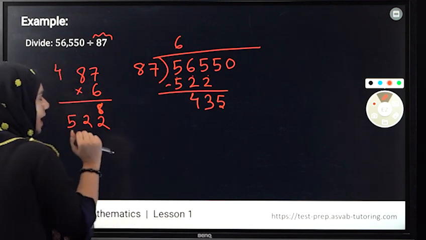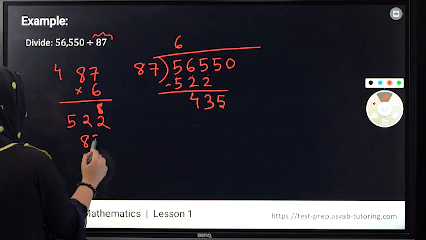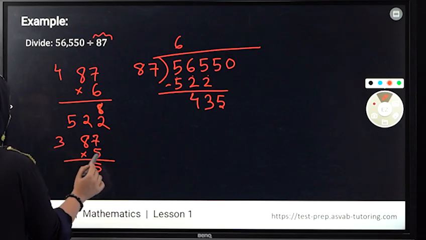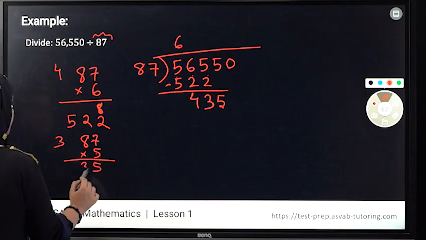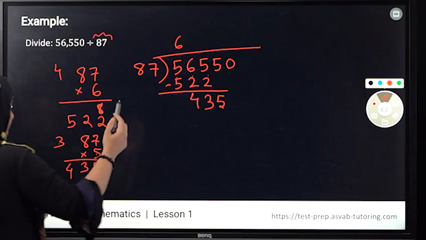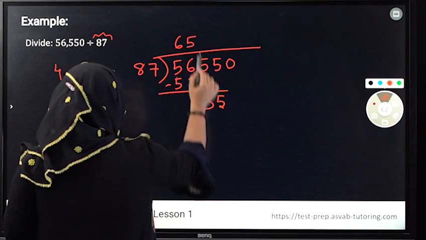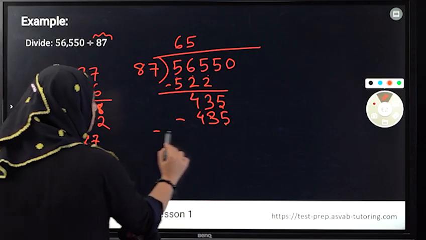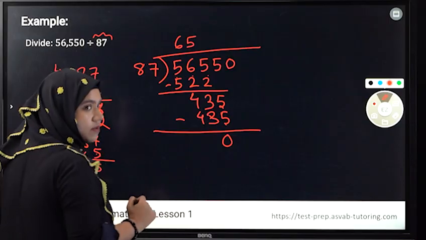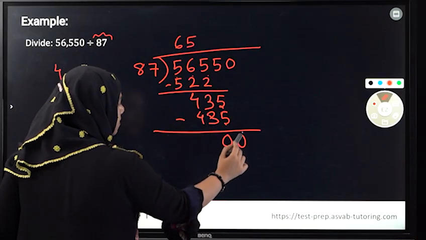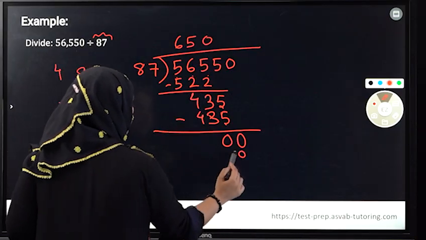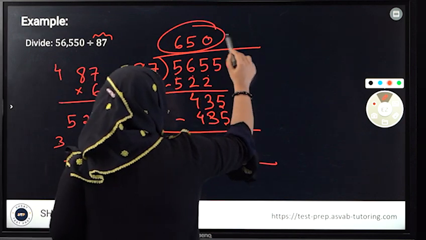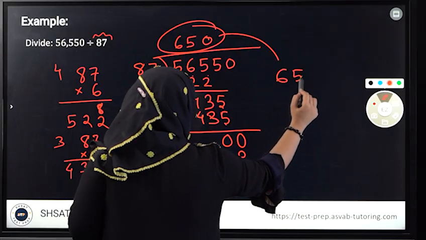So we can go in that route. So let me just quickly do 87 times 5 over here. So 5 times 7 is 35, carry the 3. 8 times 5 is 40, plus 3 is 43. Wow, fantastic. So this means that if we put a 5 here, it's just going to be 435. If we subtract, it's going to be ending up with a 0. So we put this 0 down, which means that 87 times 0 is 0. So my answer comes out as what? My final answer is, as we can see, it's 650.